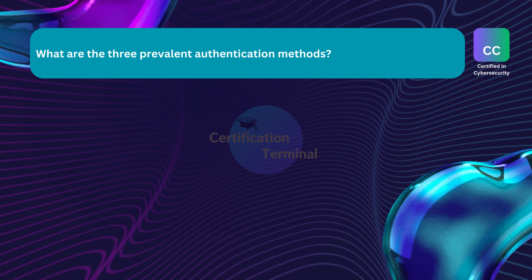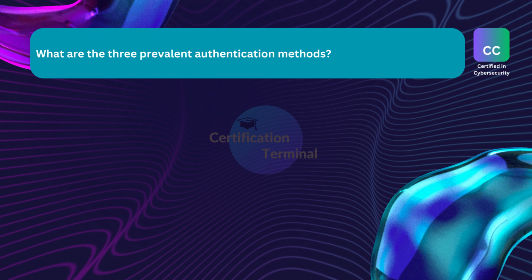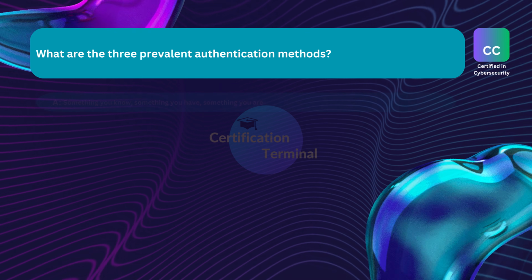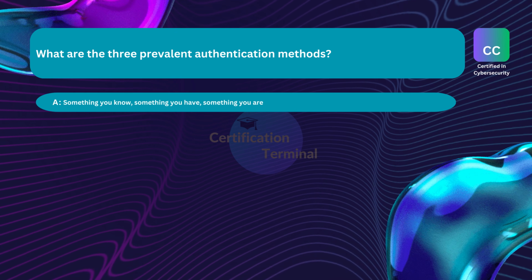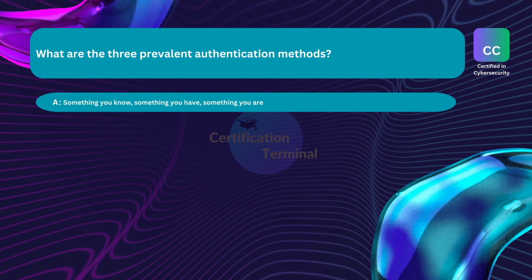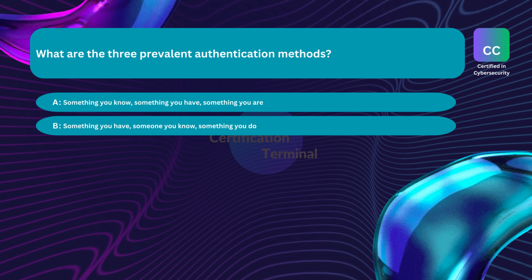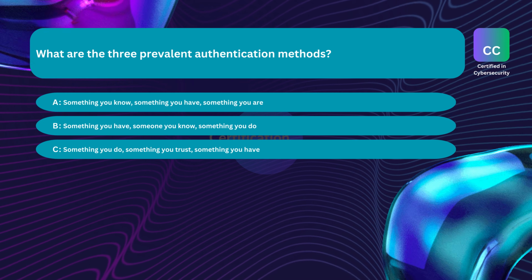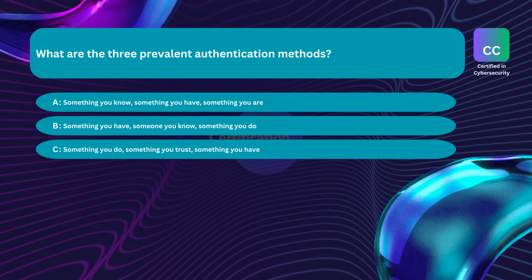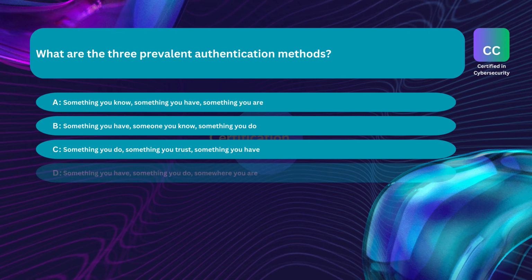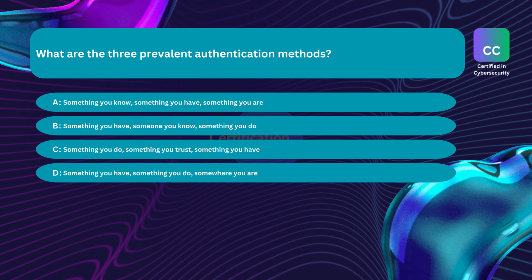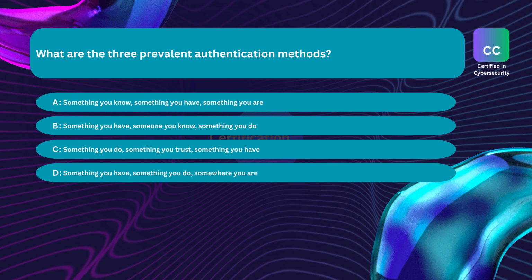Question number 18. What are the 3 prevalent authentication methods? Option A, something you know, something you have, something you are. Option B, something you have, someone you know, something you do. Option C, something you do, something you trust, something you have. Option D, something you have, something you do, somewhere you are.